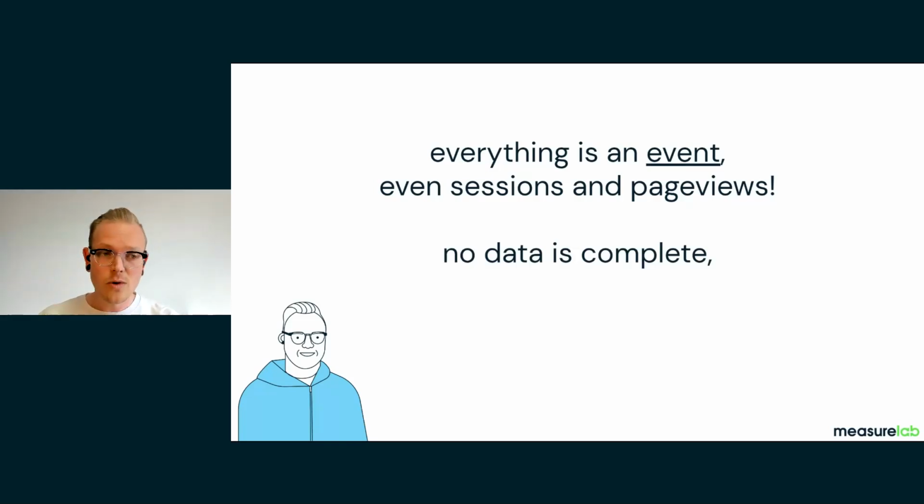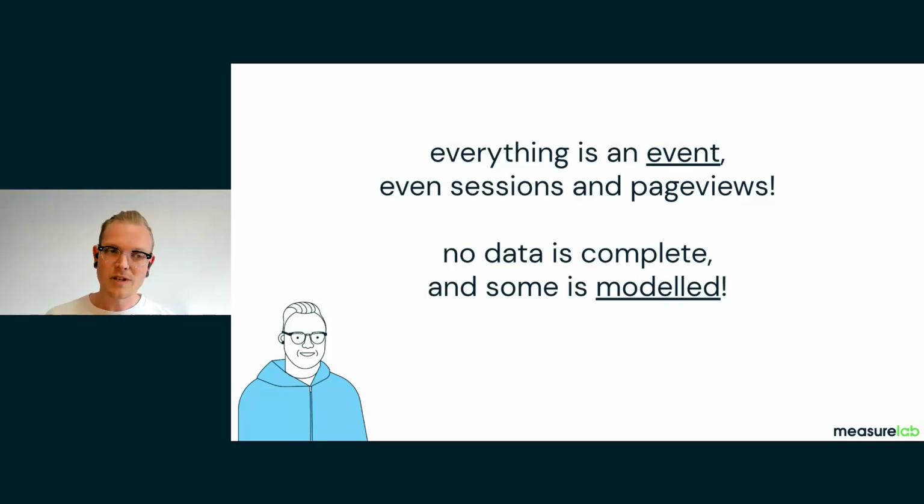The second thing is no data is complete anymore. So don't expect to have a report of 100% of data. And even when we do have this data, some of it's modeled, which means it's, I don't want to say the word guessed or estimated, but it is a very fancy, impressive estimation from Google, what they're doing with their data. Basically, 100% accurate data is a thing of the past.